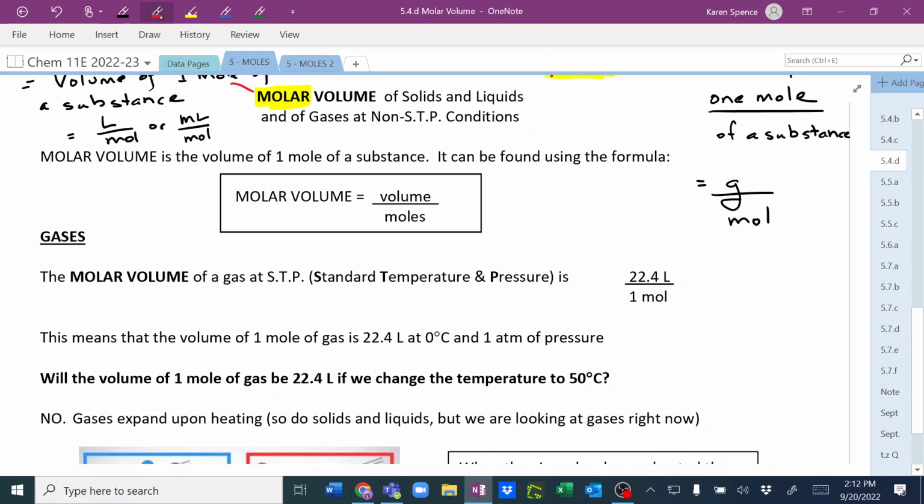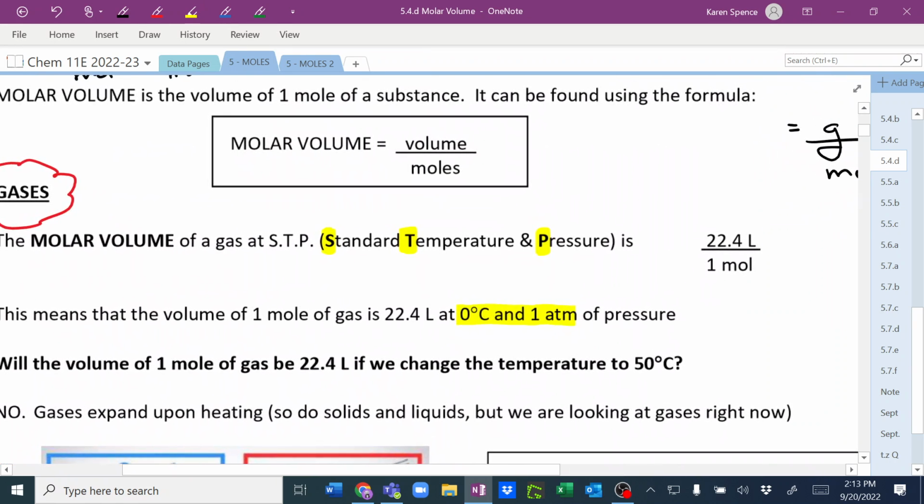Okay, so for gases, we'll put a little cloud around it like a gas. There is an actual standard molar volume of a gas if we are at standard temperature and pressure, which is 0 degrees Celsius and 1 atmosphere of pressure. It's called STP. Those are the conditions for STP, 0 degrees Celsius and 1 atmosphere.